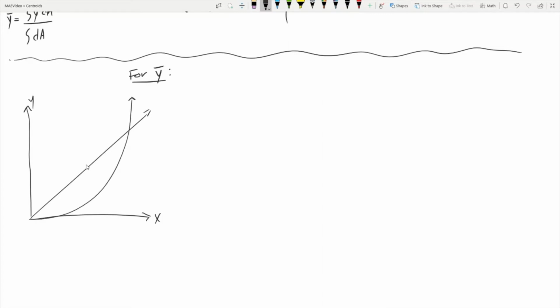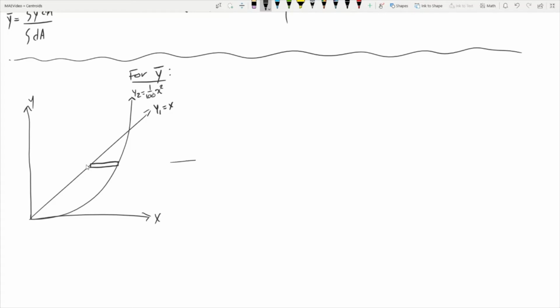Okay, we're calling this y1. That's y2, like before. Okay, so similarly to our x bar, for our y bar, we're also going to draw a rectangle, but in this case we're going to draw a horizontal rectangle.